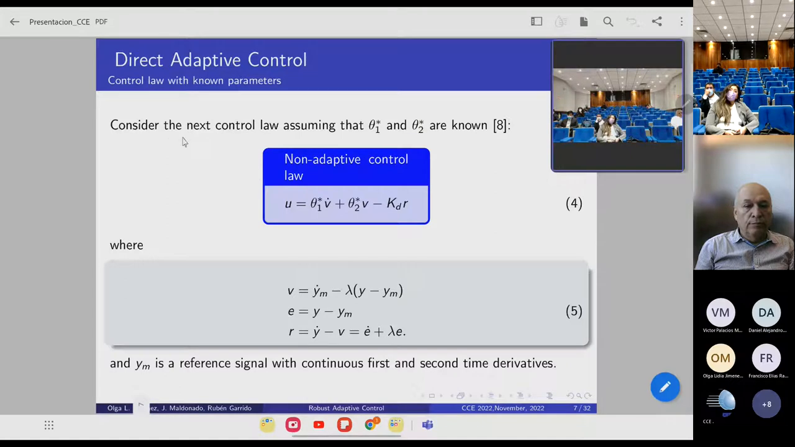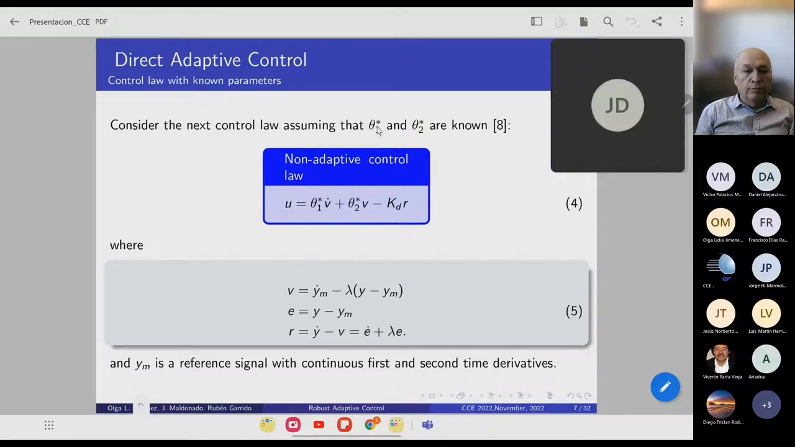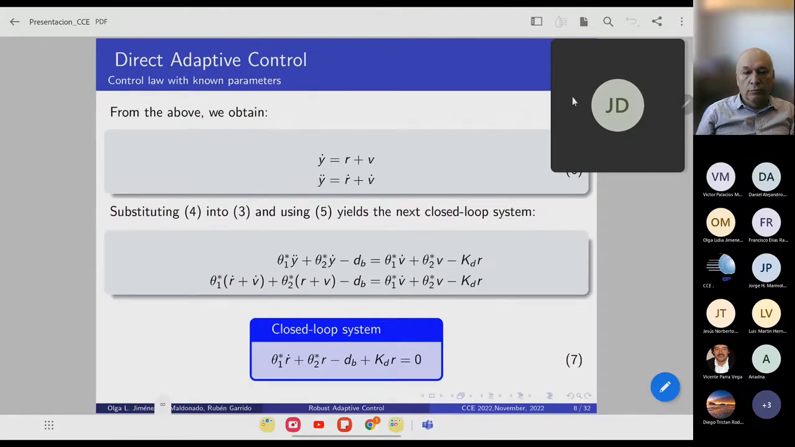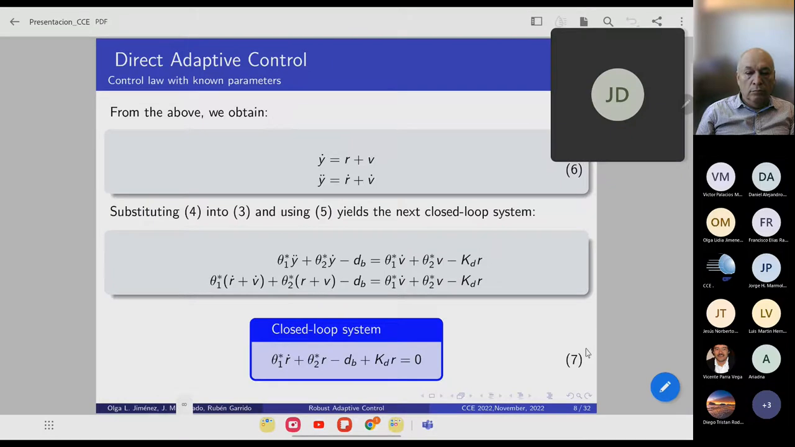For the direct adaptive control, we have to assume at first that the parameters theta 1 and theta 2, now with an asterisk, are known. We have the control law presented in equation 4, where the terms are defined as we can see in equation 5. The reference signal is y_m, a reference signal that has continuous first and second time derivatives. From the above, we can obtain equation 6, and we can substitute this to have the closed loop system, as we can see in equation 7.